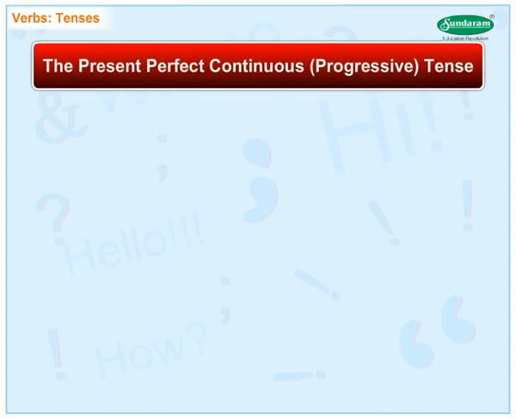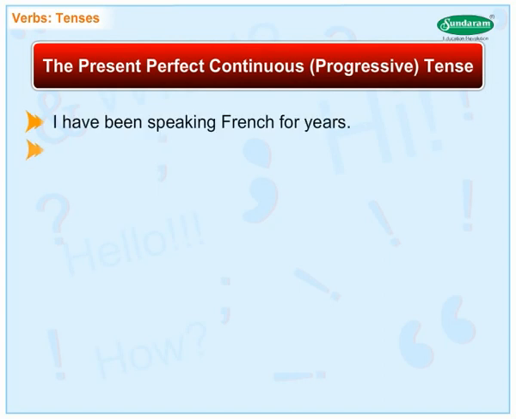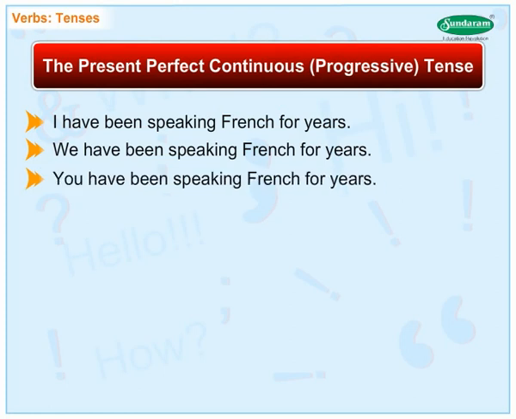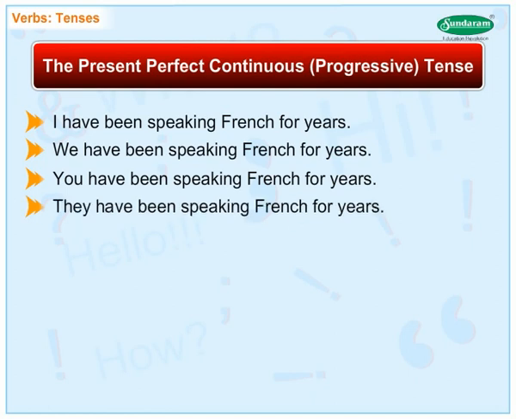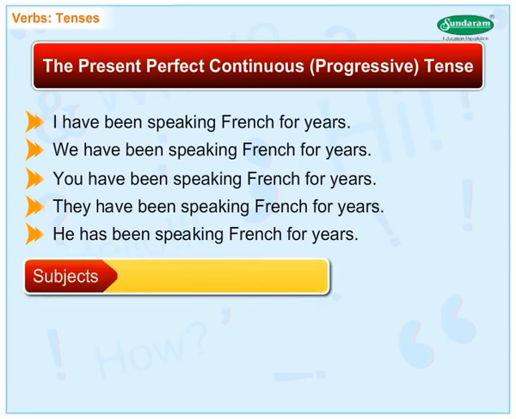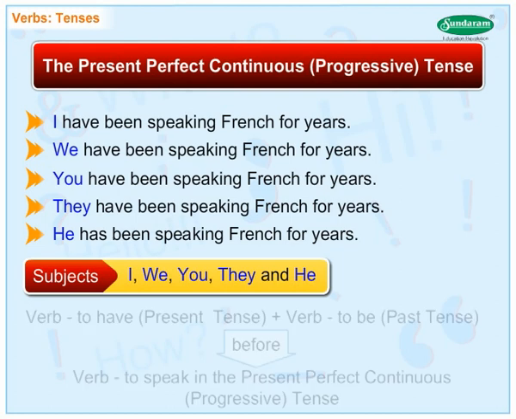The present perfect continuous progressive tense. I have been speaking French for years. We have been speaking French for years. You have been speaking French for years. They have been speaking French for years. He has been speaking French for years. The subjects are I, we, you, they, and he.